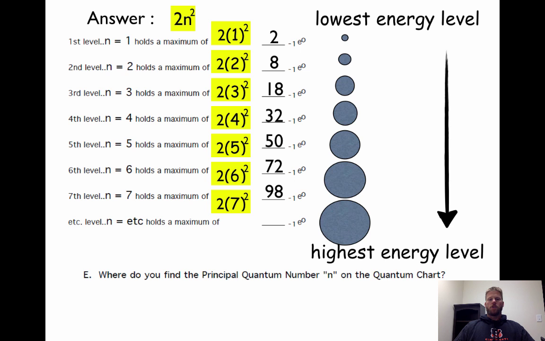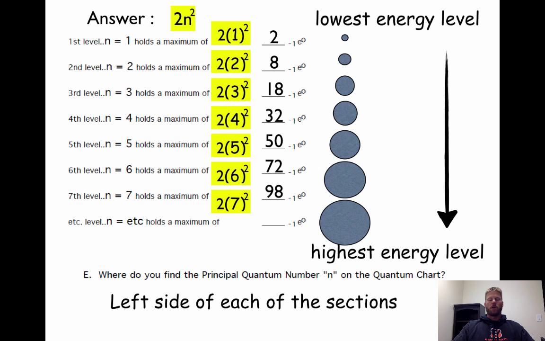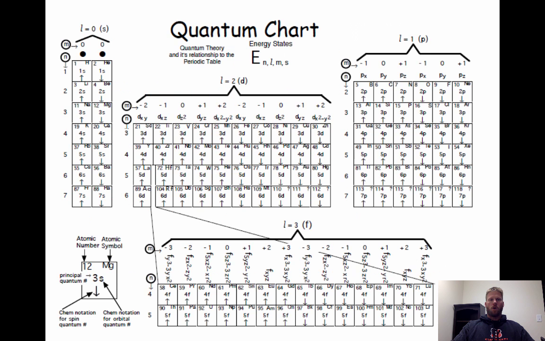So where do you find the principal quantum number on the quantum chart? Okay, it's on the left side of each of the sections that we've broken up for you. So if you look at the quantum chart, the N number is right there on the left side of each of the charts, and the N number is below that label. So 1, 2, 3, 4, 5, 6, 7 over here, 3, 4, 5, 6, 2, 3, 4, 5, 6, 7, and then 4, 5 over here. So there's where you get your principal quantum number, and it corresponds to basically what row or period of the periodic table you are in.